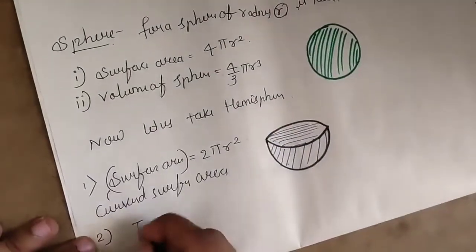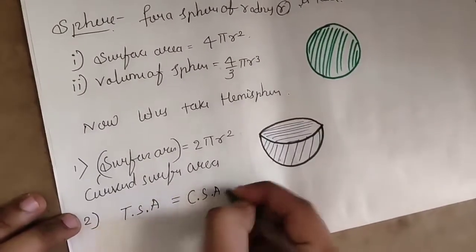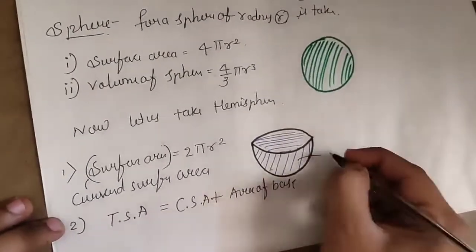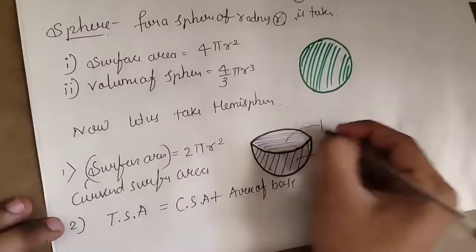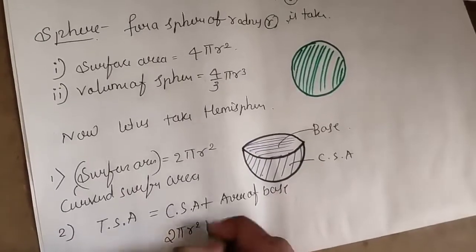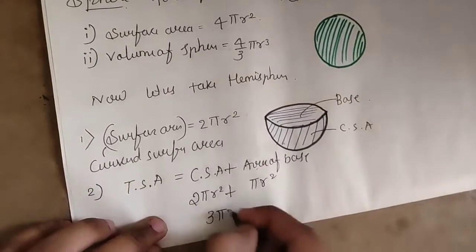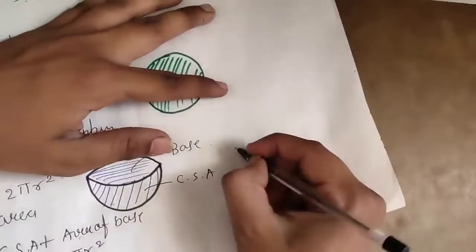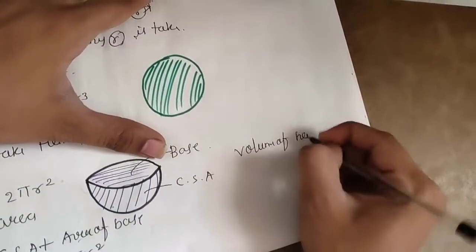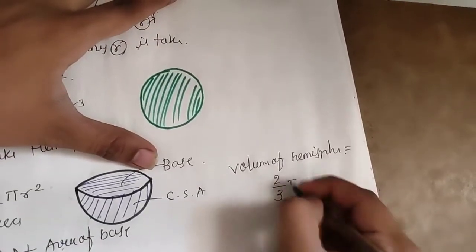Next comes total surface area. Total surface area means curved surface area plus area of base. This is curved surface area and this is base. What is curved surface area? 2 pi r square plus area of base is pi r square, that is nothing but 3 pi r square. Now next comes volume of hemisphere. What is volume of hemisphere? 2 by 3 pi r cube.